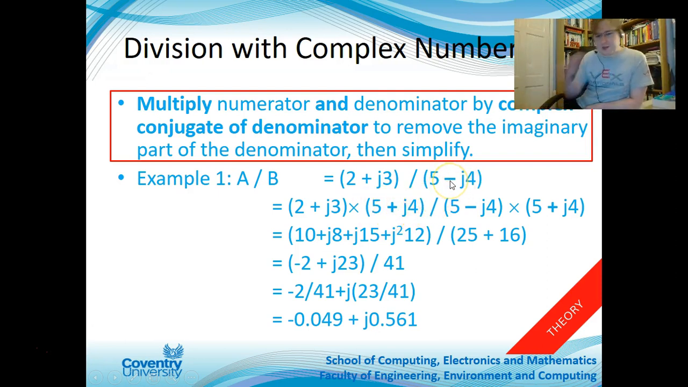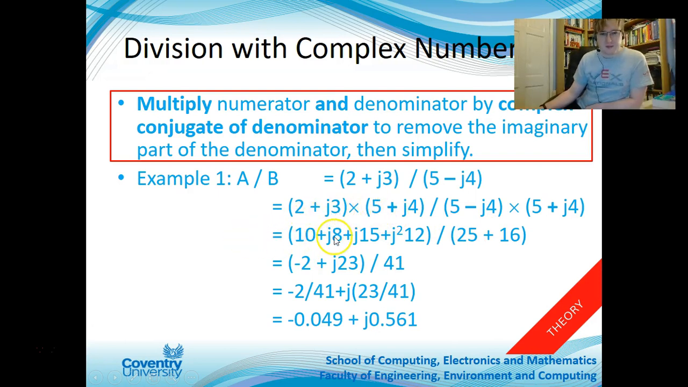That will be a plus when you put the complex conjugate in. So it's 2 plus J3 times 5 plus J4, divided by 5 minus J4 times 5 plus J4. With the bottom, we just square each of our terms. We have 5 squared, which gives us 25, and 4 squared, which gives us 16. So you see here we have a real number on the denominator now. We just multiply this out like we did in previous slides.